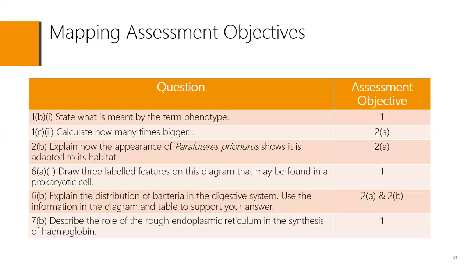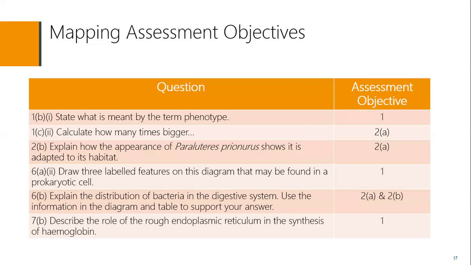Explain the distribution of bacteria in the digestive system. Use the information in the diagram and the table, so they're obviously given some information to support your answer. Now, this was deemed to address both 2A and 2B. Depending on the mark scheme, when the grid is drawn up, there'll be a certain number of marks assigned to each of A and B.